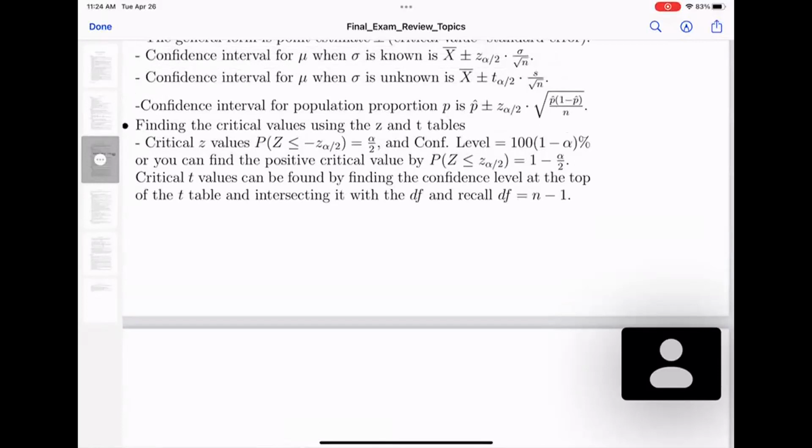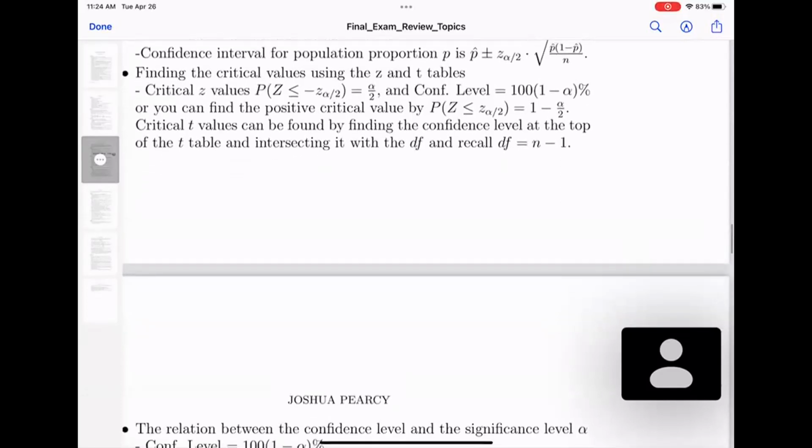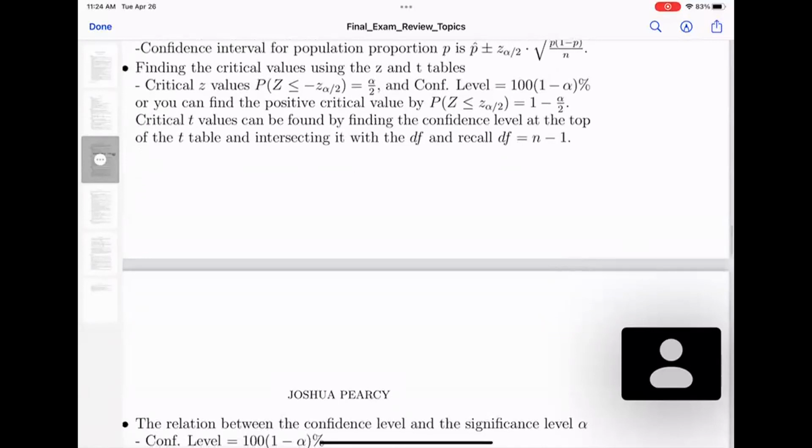And in these two instances, why is alpha divided by 2? Yeah, it's a two-tailed confidence interval. Then for the critical t values, you can find those by finding the confidence level at the top. This is whenever we did confidence intervals. It says like 90, 95, 99. You intersect it with the corresponding degrees of freedom and just take that value, and that's your critical t alpha over 2.